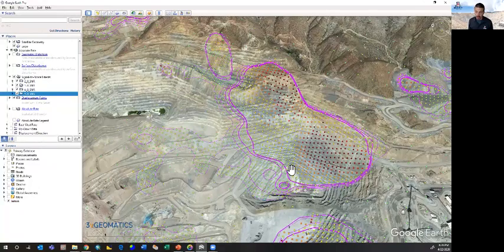We're going to show in later presentations how you can integrate that with other sources of monitoring data, ground-based monitoring data, to make sure that you're looking in the right spot.